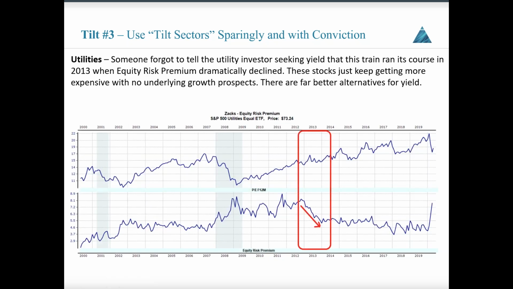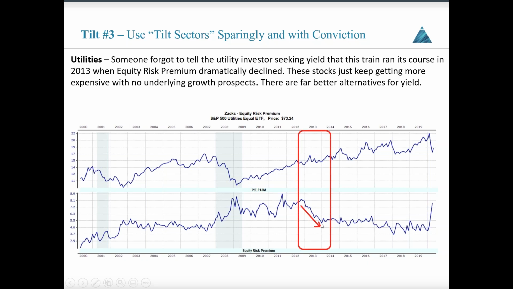Okay? Utilities. Anybody who's been on a strategy call with me and we've used the valuation model to value utilities knows that I've never been a fan of utilities. I haven't been a fan of utilities since 2013. And the reason why is that utilities have always been a defensive play. Equity risk premium rises, you get a lot of money that traditionally should get attracted to utilities. And that relationship really broke down in 2013.